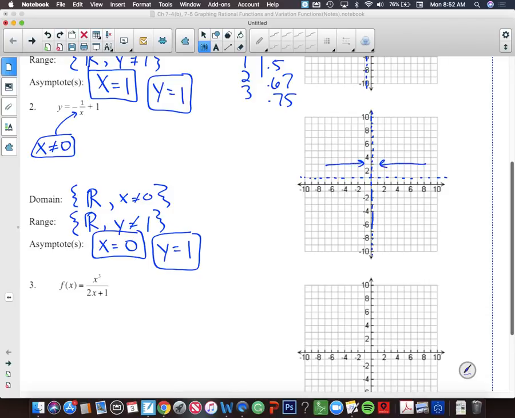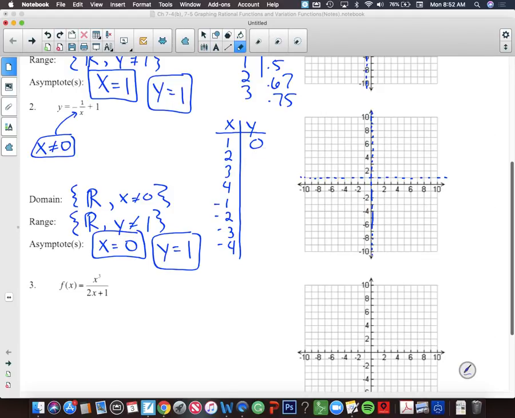If I have an x equals 0 asymptote, I probably want 1, 2, 3, 4, 5, and -1, -2, -3, -4, -5 if I need all those values. Let's just go to 4: 1, 2, 3, 4, and -1, -2, -3, -4. And the values I have are these. Oops. Correction. 2 is 0.5. 3 is 0.67. 4 is 0.75. And then we got 2, 1.5, 1.33, 1.25.